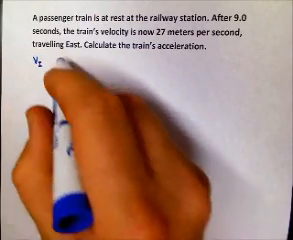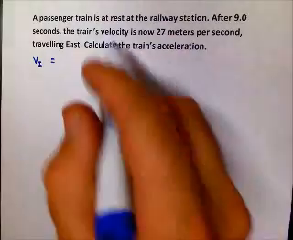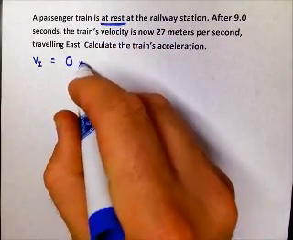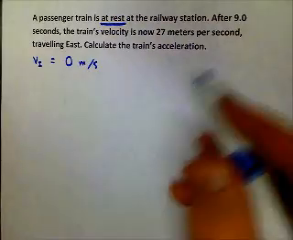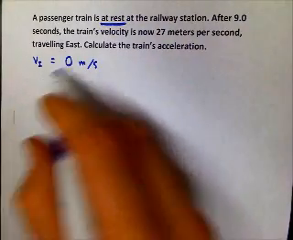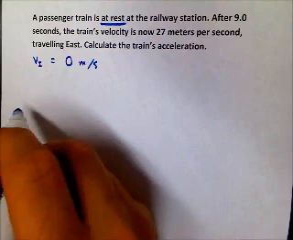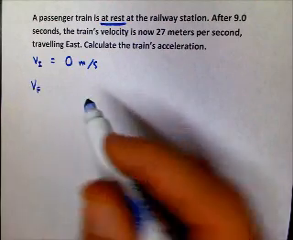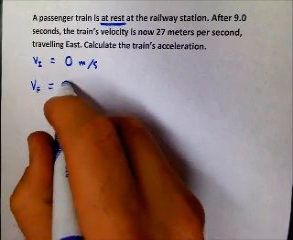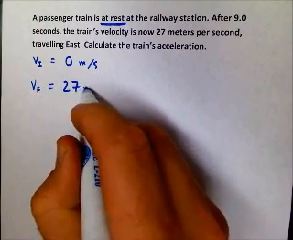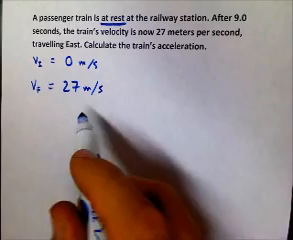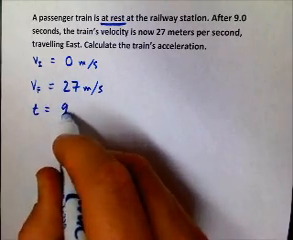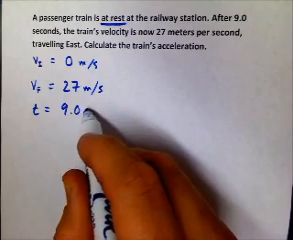So what we're going to do is we always start by writing our given information. We're going to write VI, which means initial velocity, and it says that we're at rest. So at rest is 0 meters per second. And then we also have an ending velocity of 27 meters per second. So we're going to write VF for final velocity, and that is 27 meters per second. And it also gives us a time which is 9.0 seconds.